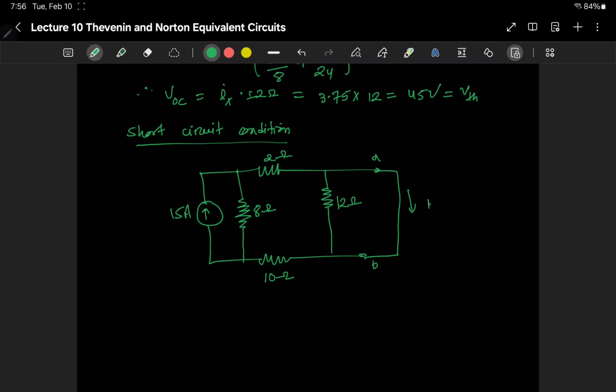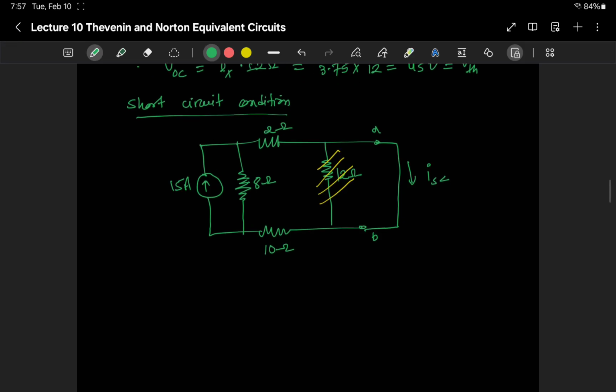The current ISC flows through the short circuit, but then since there is a short circuit, the current bypasses this resistance. So this resistance is of no use, or you can just calculate the parallel resistance between this element and this element, which is basically 0. So to calculate ISC, we can again use the current division rule, right, and calculate that one.